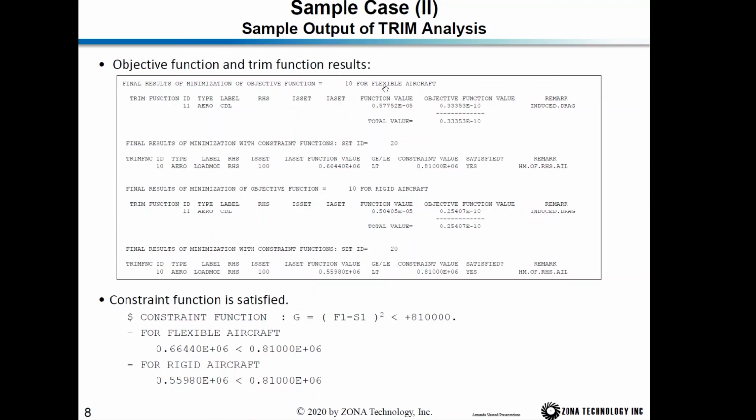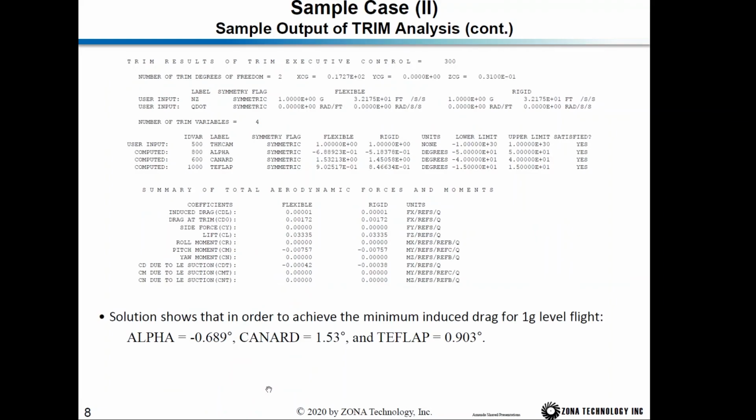And this is for flexible. This is for rigid, and the constraint function for the flexible aircraft is satisfied. For the rigid aircraft, this one is satisfied. And then we print out the trim degrees of freedom. NZ equals 1, Q dot equals 0. They are user input given values, and for the trim variables, alpha, canard, and trailing edge flap are computed. They are unknowns. So this is for flexible.